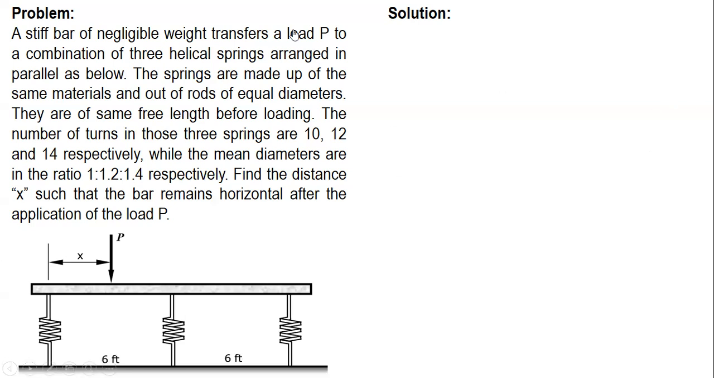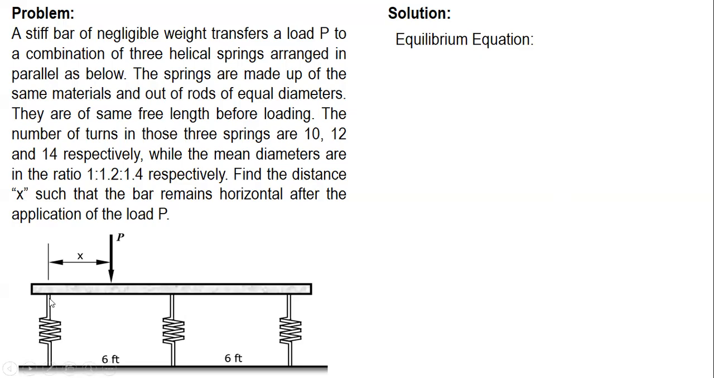Okay. So the condition is same material, equal diameter of the rod, and then given the number of turns as well as the ratio of the mean diameters. What is asked is the distance x, so that after P is applied, the bar will remain horizontal. Okay, so we will start our analysis by considering the equilibrium equation.